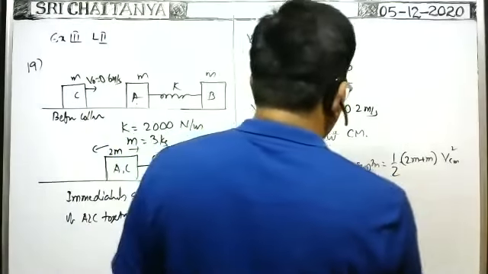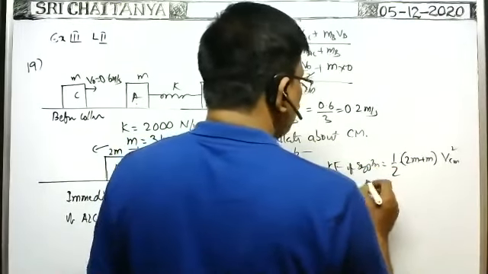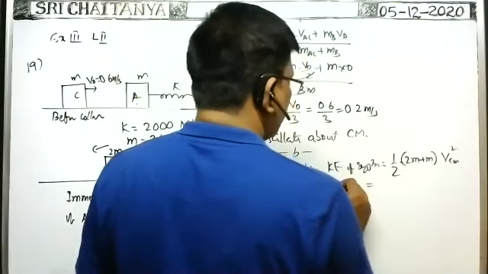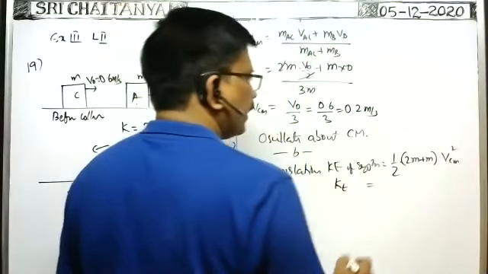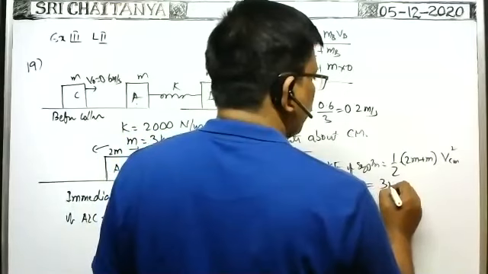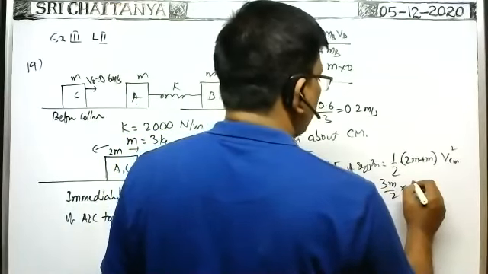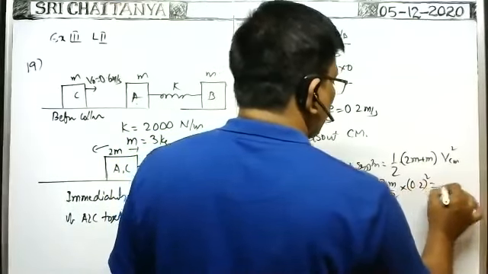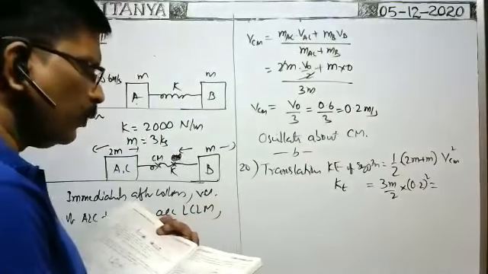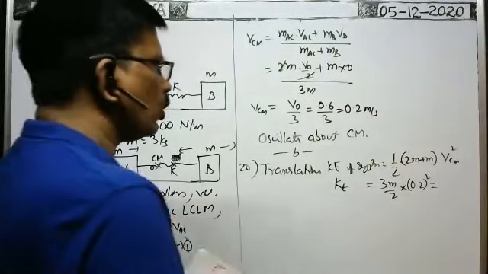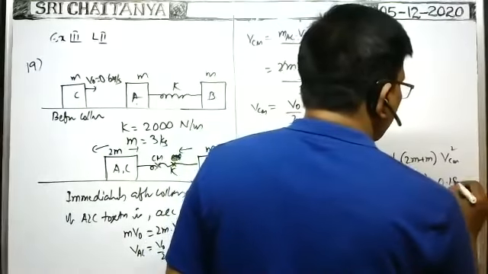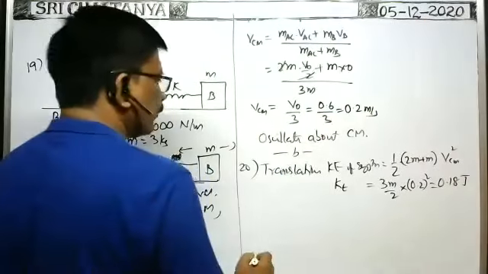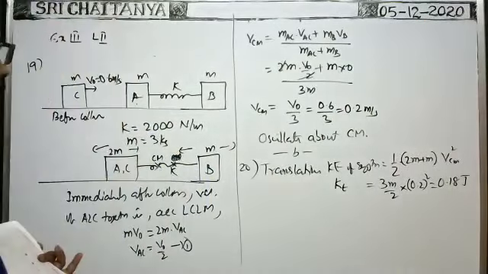Let the translational kinetic energy be KT. KT is equal to 3m/2 into VCM squared, into 0.2 whole squared. When you simplify that, you will get the total translational kinetic energy as 0.18 joule. It is the translational kinetic energy of the system.